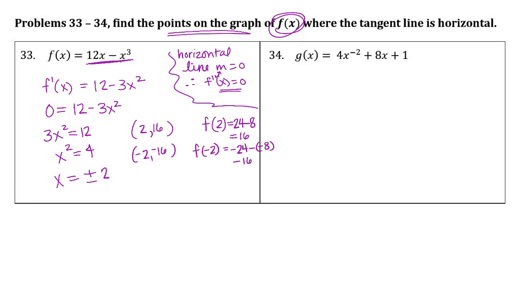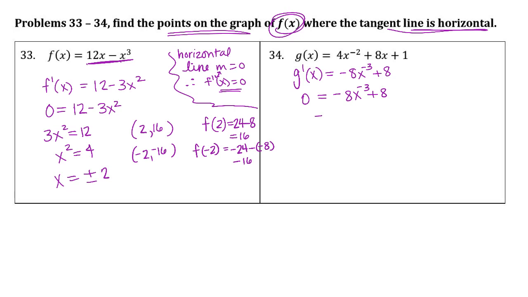All right, so let's do this again. Same type of problem, same type of question. So what we're going to do is find our derivative, and we are setting that derivative equal to 0 because I want to find the horizontal tangent. So g prime is negative 8x to the negative 3 plus 8. And let's see, that one's going to go to 0. So we're going to set this equal to 0. We have negative 8x to the negative 3 plus 8.